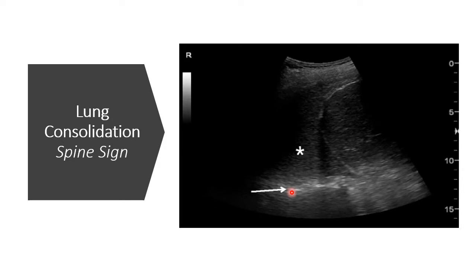So anytime you have a structure in the lung field that no longer has air, then you're going to see the spine sign. So you also see this during pleural effusions, but here you can see it because the lung is collapsed and you see the spine below. If the lung is filled with air, then you may still see the spine, but it's going to stop at the point of the diaphragm because the air is not going to allow any of the ultrasound waves to pass through.